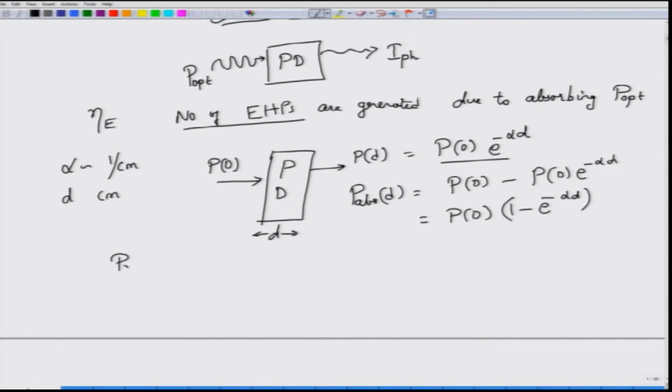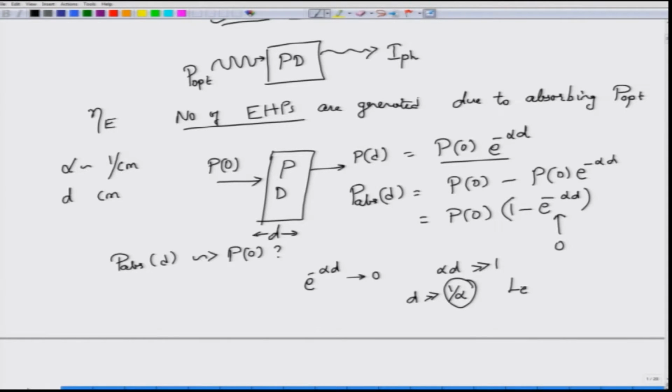What should I do in order to make the absorbed power almost equal to P of 0? A moment's reflection will tell you that I have to make this term go to 0, right. So, when will this e power minus alpha d term go to 0? When alpha d is much larger than 1, or d is much larger than 1 by alpha. We call this 1 by alpha the attenuation length, or the absorption length, let us call this LA. So, what we have to ensure is that my photodetector thickness is much larger than the absorption length of the material that I am using. Now, here is an interesting thing.